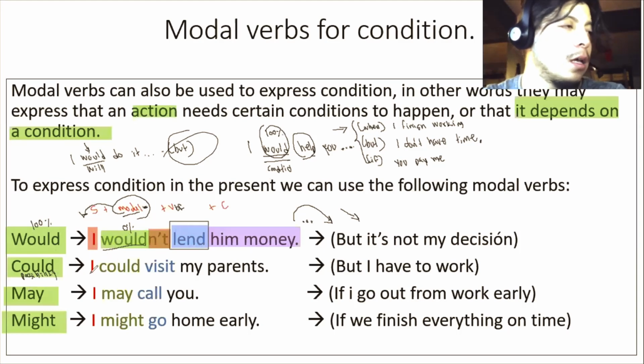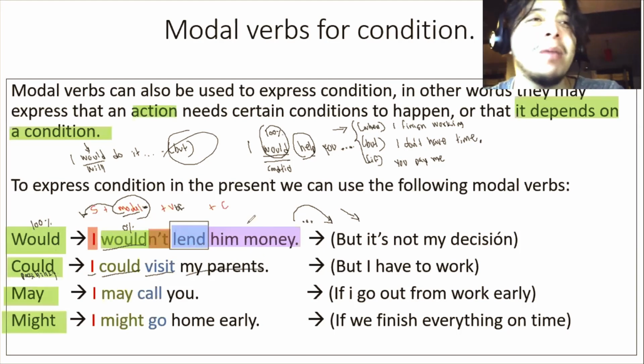So when you say subject I, modal verb could, verb in the base form visit, and complement my parents, I could visit my parents. I could do it. But I could visit my parents, but I have to work. Yo podría visitar a mis padres, pero yo podría visitar a mis padres si es que. Yo podría visitar a mis padres cuando hay una condición.